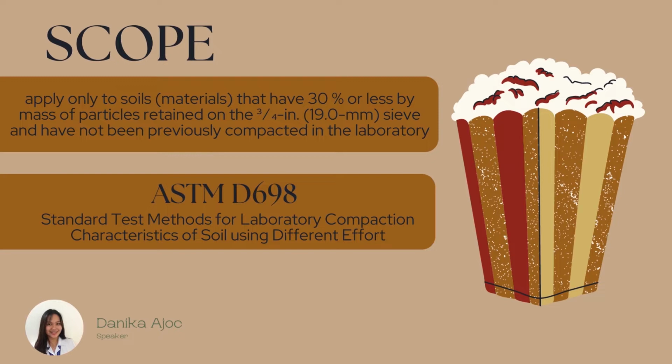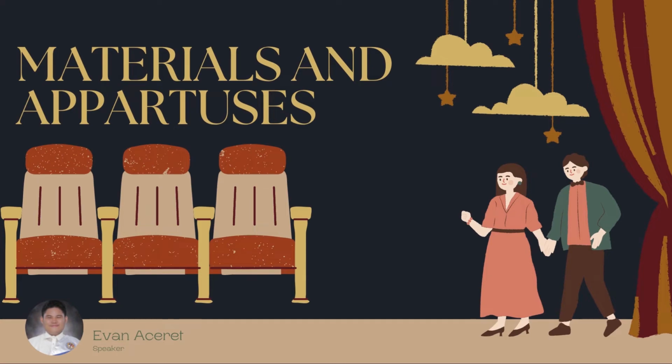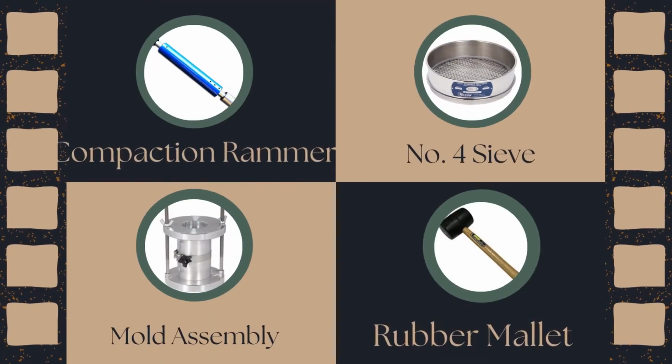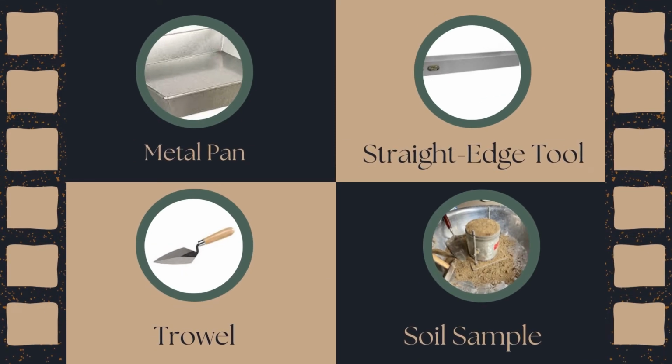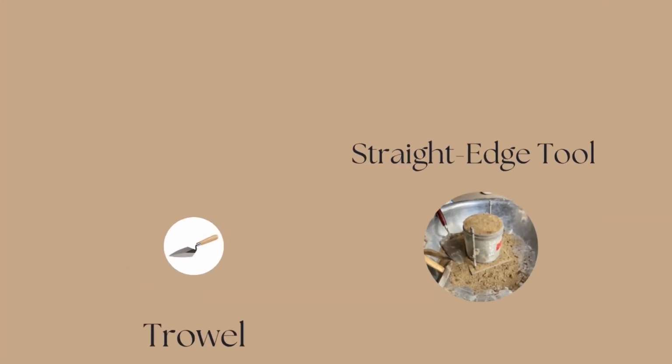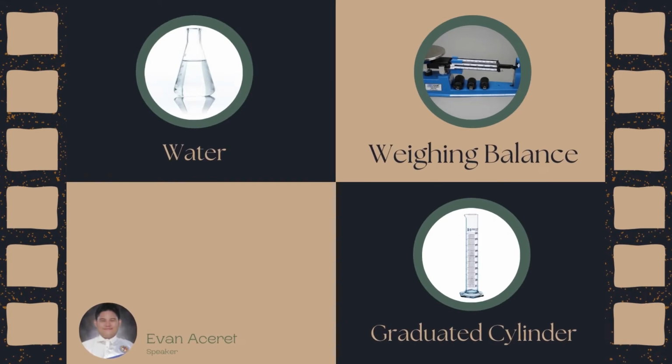The basis of the standard methodological process is ASTM D698, entitled Standard Test Methods for Laboratory Compaction Characteristics of Soil Using Standard Effort. These were the materials used in conducting the experiment: compaction rammer, number 4 sieve, mold assembly, rubber mallet, metal pan, straight edge tool, trowel, soil sample, water, weighing balance, and graduated cylinder.